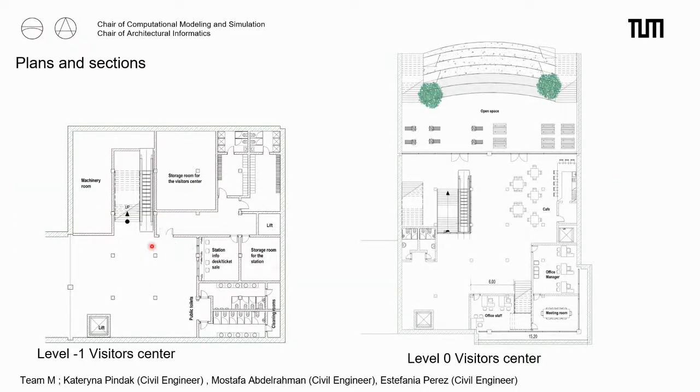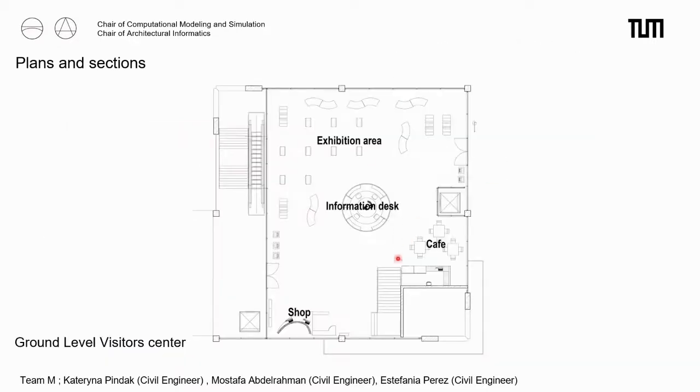So these are the plans of the visitor center. This is the level that is connected with the station, and as you can see here, we have toilets, the station info desk, a changing room, the storage room, and a machinery room. And this is the level above it where we have the offices, a cafe, and an open space. This is the ground level of the visitor center, where you can see the information desk, the visitor area, a small cafe, and a small gift shop.